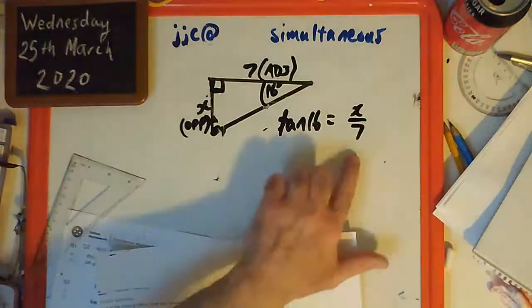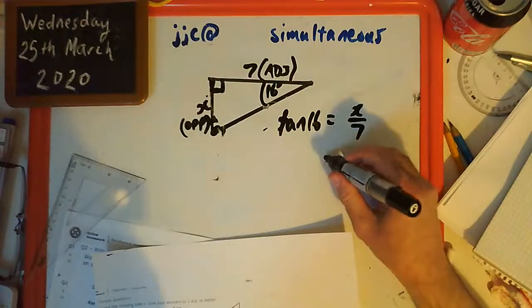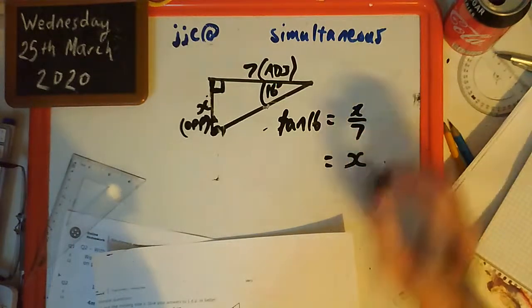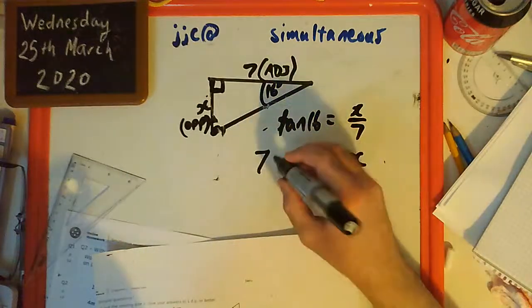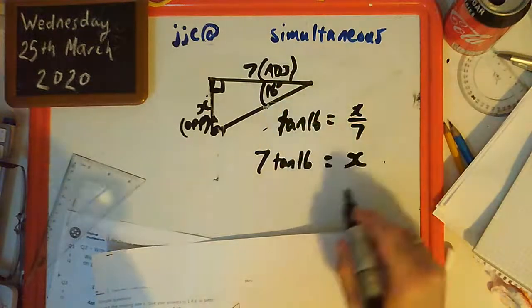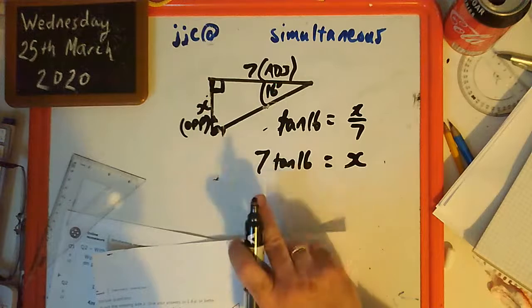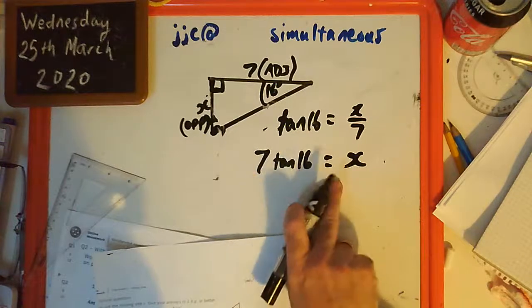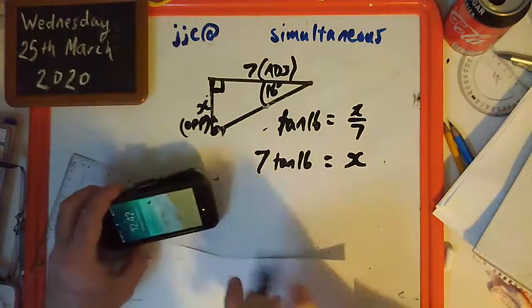I don't want to know what x divided by 7 is, I do want to know what x is. So I'm multiplying everything by 7 to get a whole x. But then I've got to do the same on the other side as well. So 7 times tan 16 is x. And then that's just something I can punch into the calculator. 7 times tan 16, and it gives me a number. Shall I do it? Might as well.